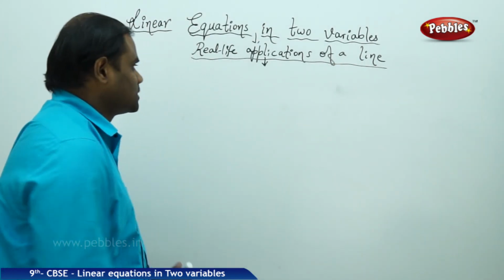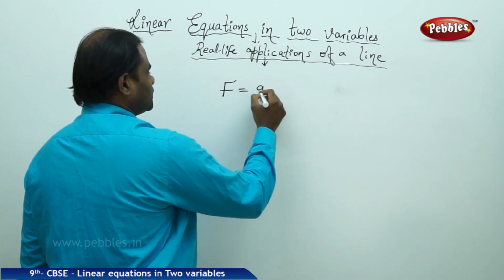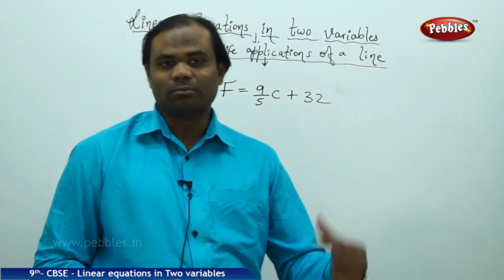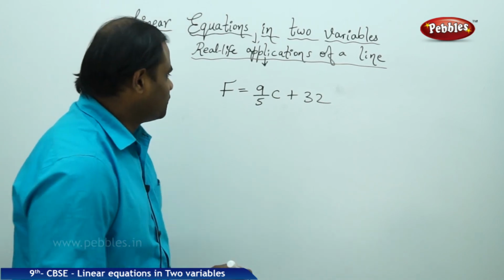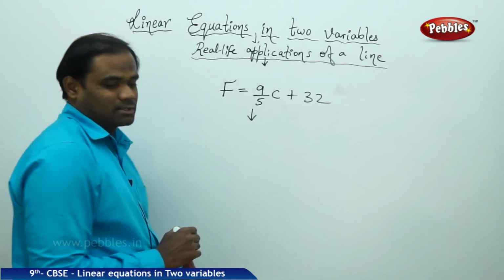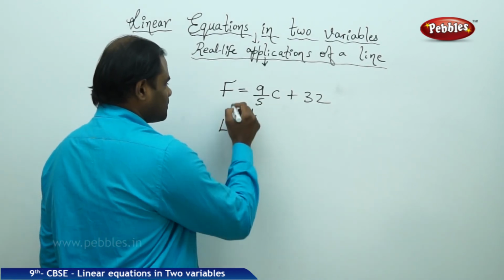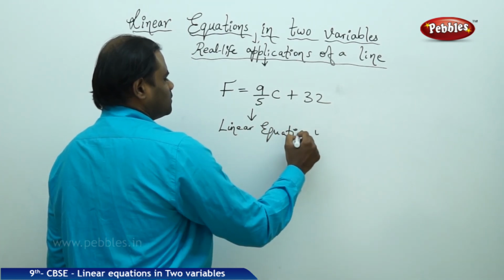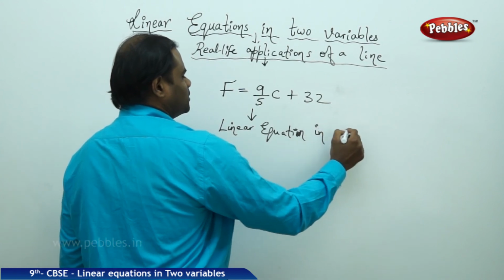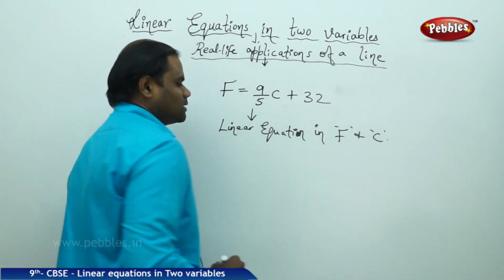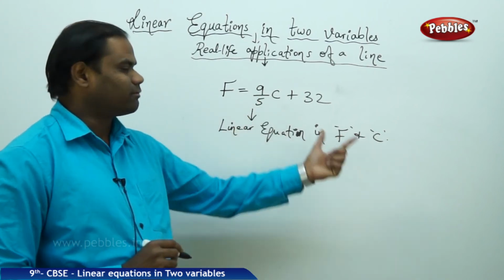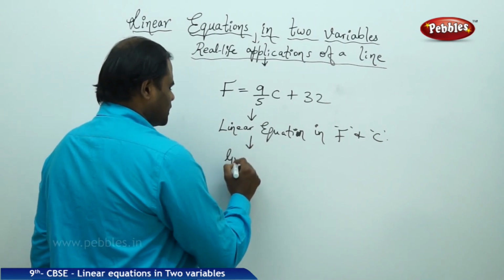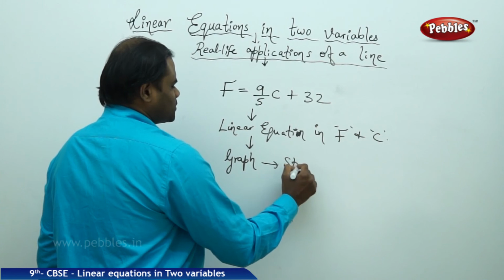Let's reconsider the example problem F equals 9 by 5 C plus 32, the temperature conversion formula in its linear form. If my question was to draw this, clearly this is a linear equation in two variables F and C. Therefore, this must be a straight line. Its graph is a straight line.